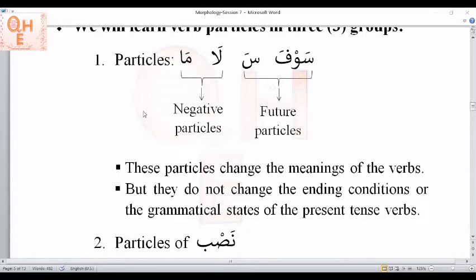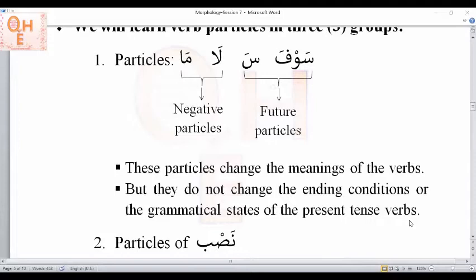Okay. These particles, what do they do actually? How do they affect the verb? These particles change the meanings of the verbs, but they do not change the ending conditions or the grammatical states of the present tense verbs. I think you remember in the first session I mentioned that grammatical states are associated with present tense only because past tense are stateless. We call them mabni. And grammatical states are associated with the ending condition of the verbs.